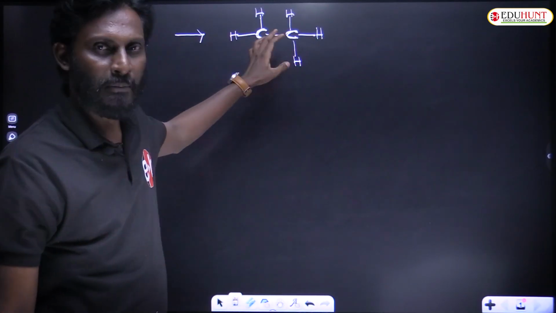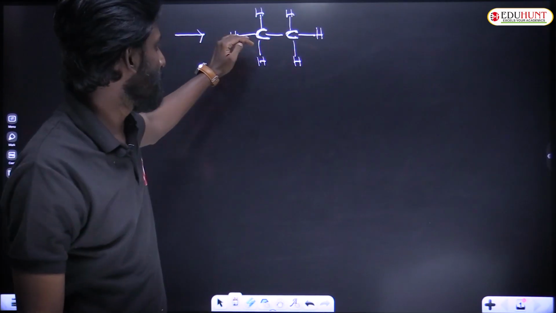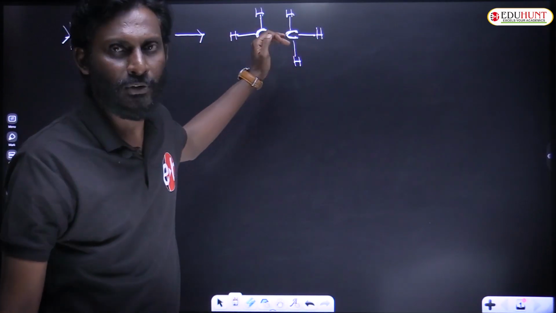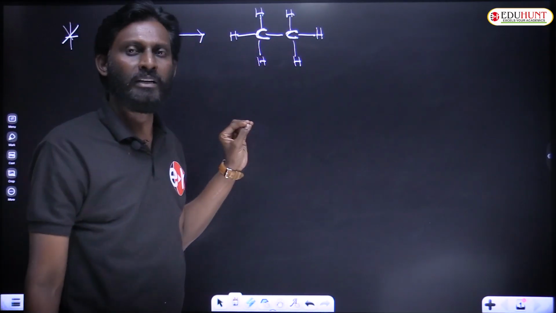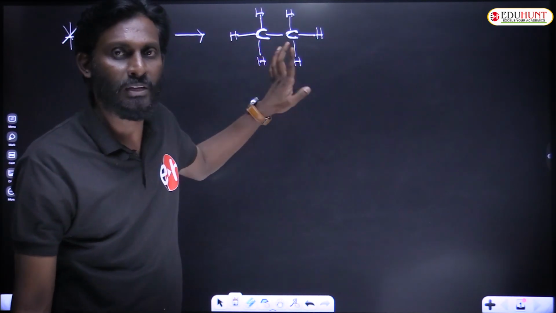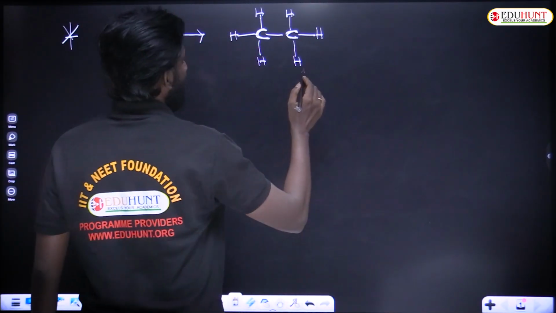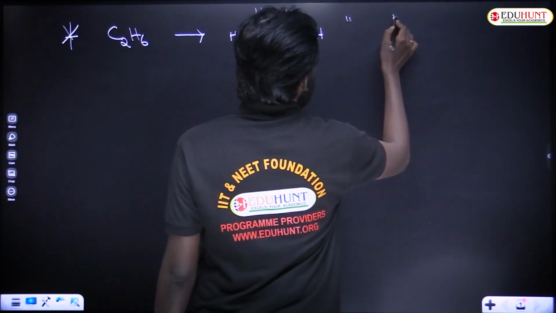Here both the carbons are in a similar environment, right? That means the hybridization of both the carbons is going to be the same. So if you determine the hybridization of one carbon atom, the other carbon atom's hybridization is also the same, right? For that, first of all, what is the central atom?